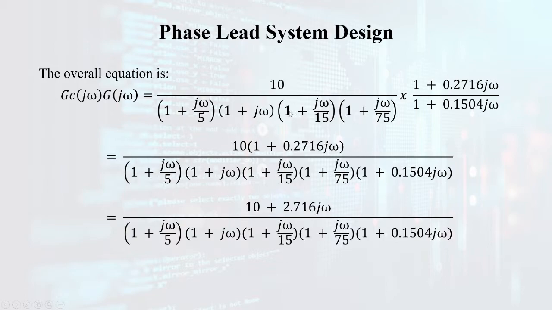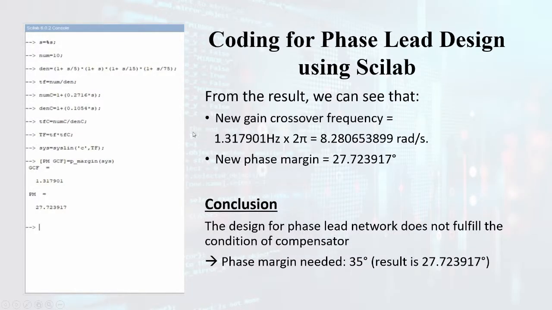By using the data here, we insert the data into Scilab so that we can get a more detailed, more accurate answer. And from the result, we can see that the new gain crossover frequency, the GCF here, is equal to 1.317901. Same with earlier, this answer is in frequency, and we need this to be in omega form. So we have to multiply it by 2 pi, and the answer will be 8.28065389 radian per second.